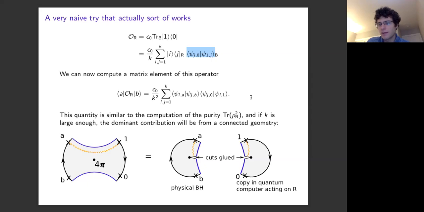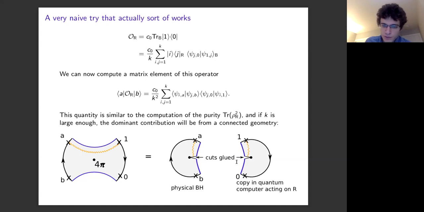So we're applying some operator to the Hawking radiation, and the numbers inside the matrix of that operator are computed using this black hole here on the right. So we have two replicas, the physical black hole, and this is some auxiliary copy of the black hole that we use to compute these numbers. So you should think of this black hole as living in the Hawking radiation. It's some quantum computer that's acting on the Hawking radiation.